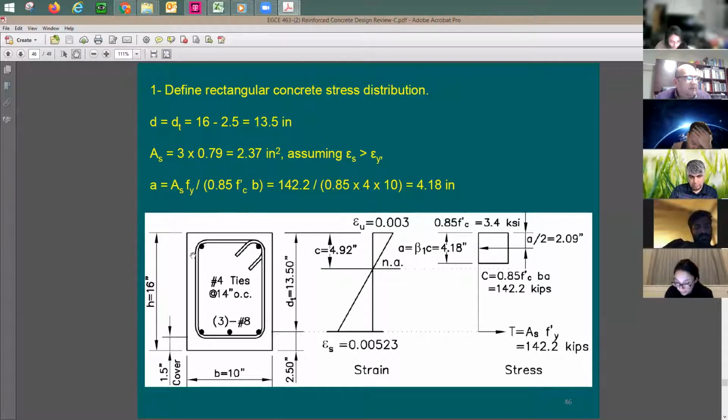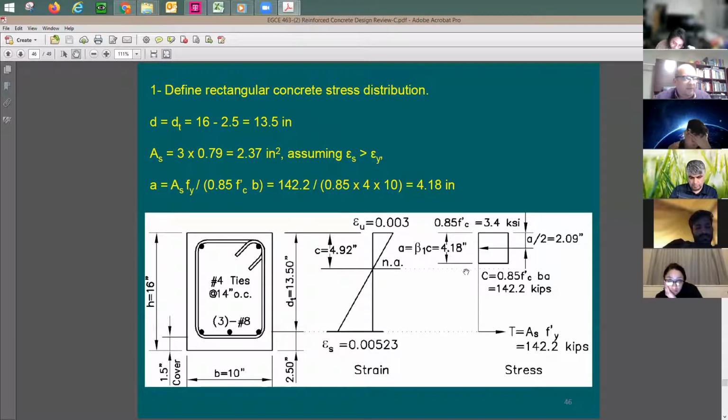Total cross-section area, you have 3 number 8 bars, and as I said before, do not try to do pi d squared over 4. You just look it up from the reinforcing bar table, ASTM 615, and you have 3 times 0.79 for each rebar. We have 3 number 8, you have a total of 2.37 square inches. So now I have As, I have the depth, I have the width, but I don't have the compression block depth a. And this gives me the first point that I need to figure out.